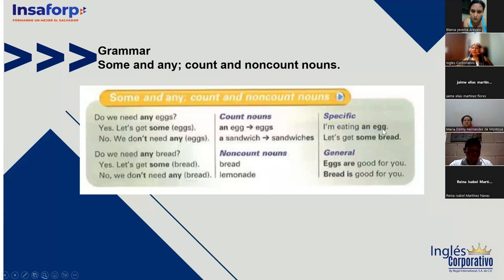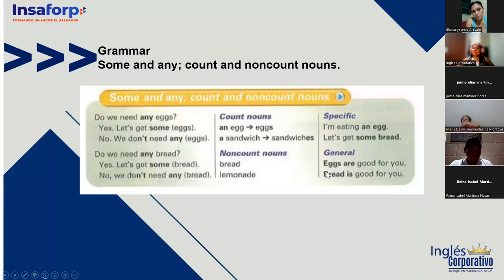In this case, you know the amount that is just one egg. But in this case, you don't know the amount. That is why you are going to say just some bread, okay? No se sabe la cantidad. Por eso puede usar esto, pero específico porque está mencionando acerca de qué quiere. Okay, let's get some bread.